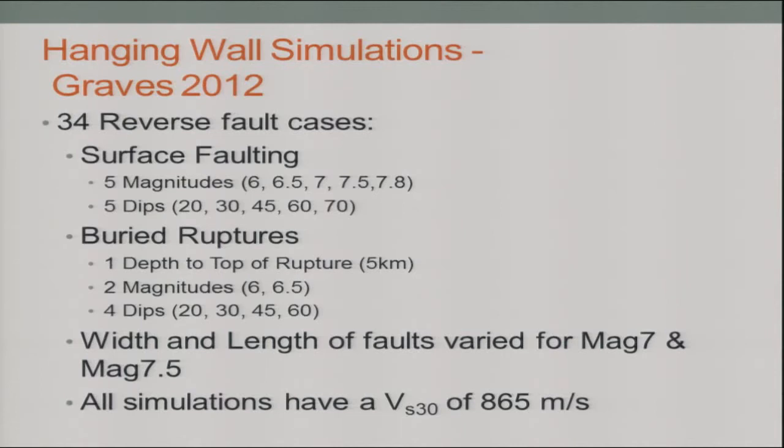There were also some buried ruptures that were looked at, and these had a top of rupture of about 5 kilometers. But there were only 2 magnitudes that were looked at, a 6 and a 6.5, and the dips only went from 20 to 60 degrees. The lengths and the widths of the faults were only varied for magnitude 7 and 7.5. For magnitude 6 and 6.5, it was the same length and width for each one of the cases. So it was always 10 kilometers length by 10 kilometers width, basically rotated down for the magnitude 6. Also, all of these simulations had a VS30 of 865 meters per second.